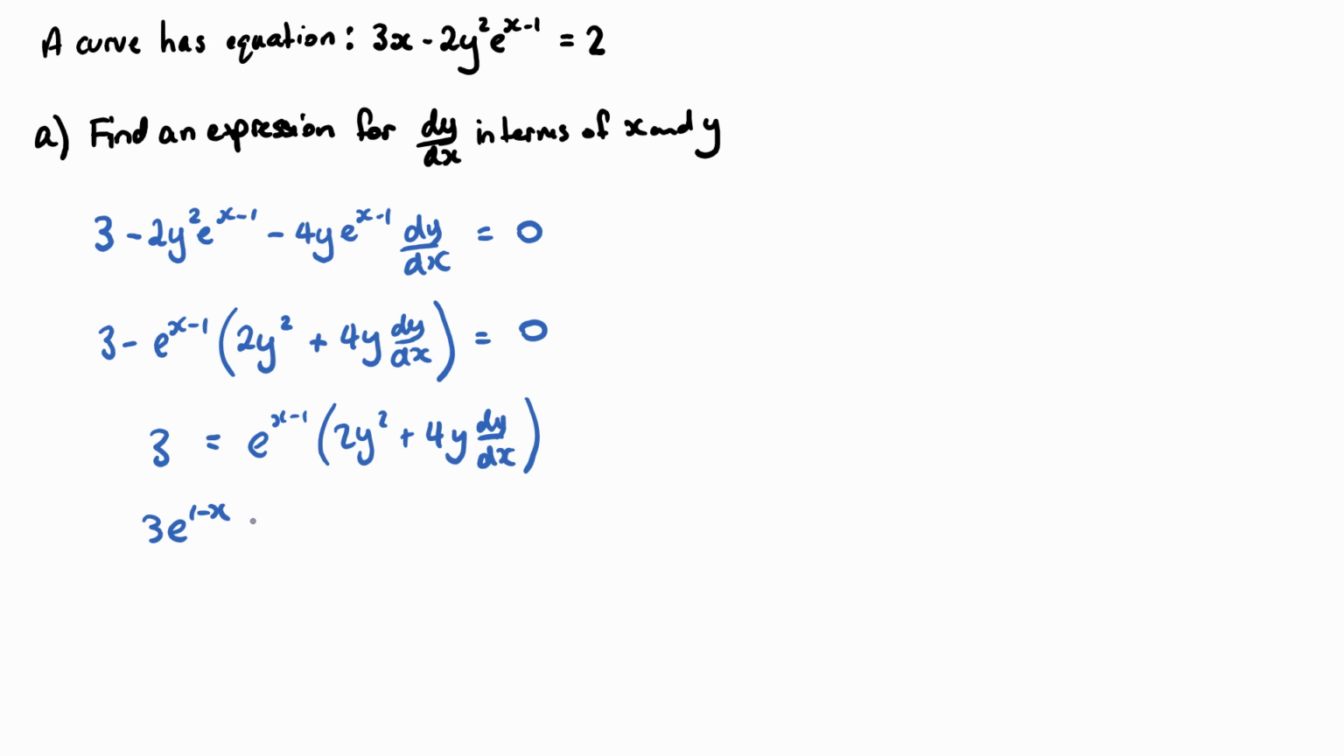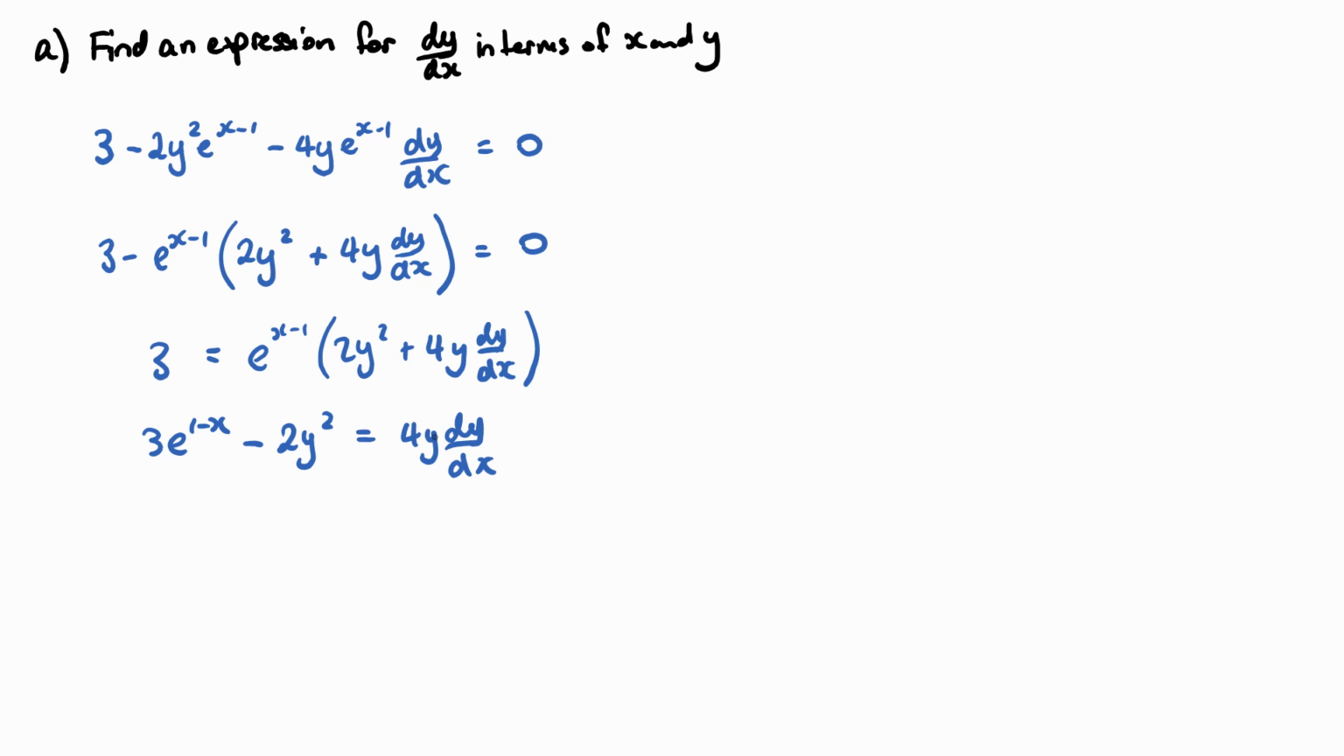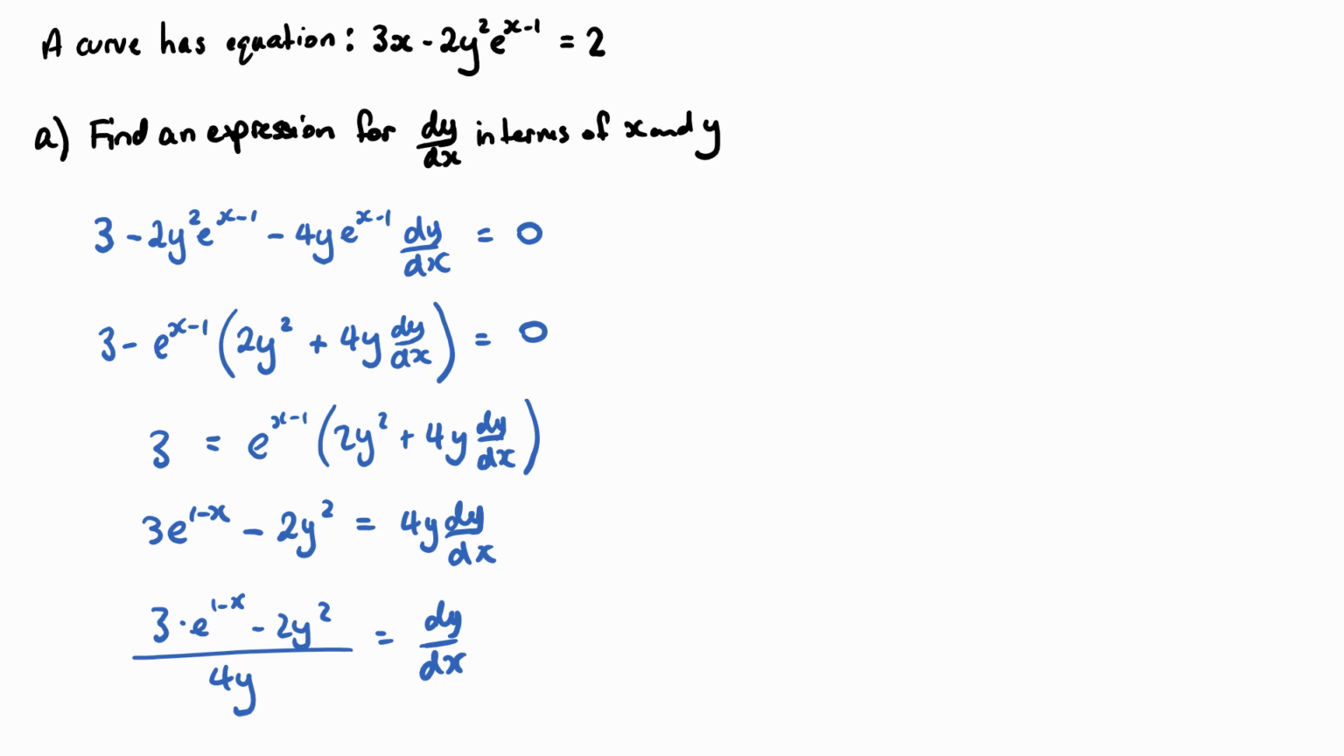So then I can minus away 2y squared, and this will equal 4y dy dx. And then finally I can divide the 4y underneath. So I'm going to be left with 3 times e to the 1 minus x minus 2y squared all over 4y, and this will equal dy dx. So a bit of a long process here. There are a few ways you can leave your answer, but this is the way the mark scheme did. Okay, that's the answer to part A.